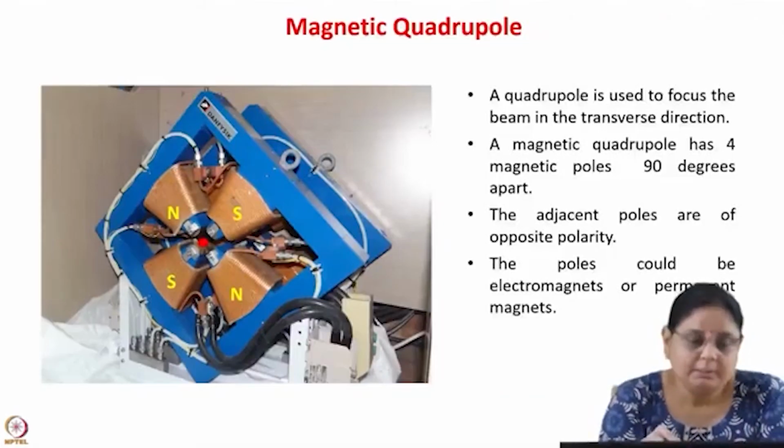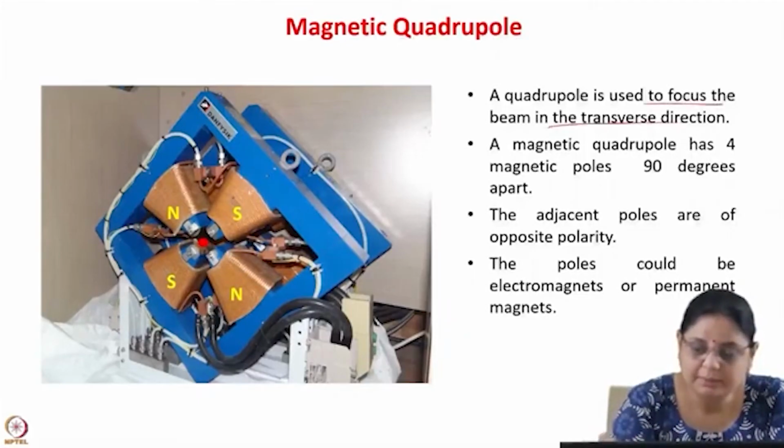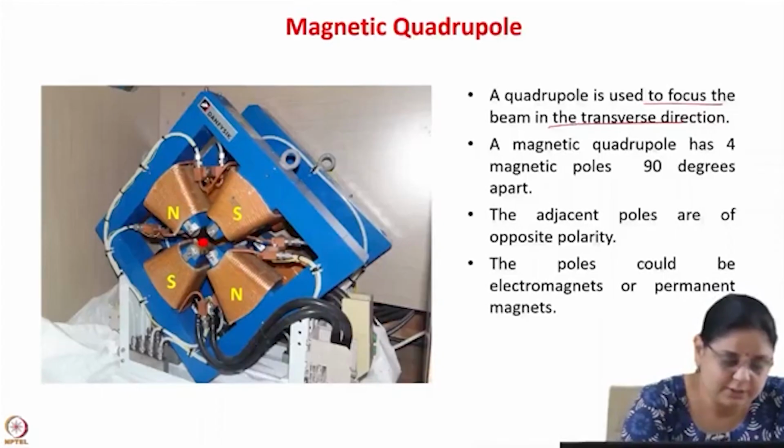So let's see a magnetic quadrupole first. This picture shows a magnetic quadrupole. The quadrupole is used to focus the beam in the transverse direction. This red thing that you can see is the beam. The beam passes in this region and here it experiences the force due to the magnetic field of this quadrupole.